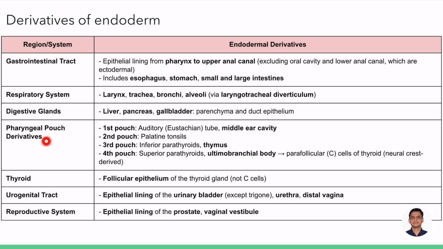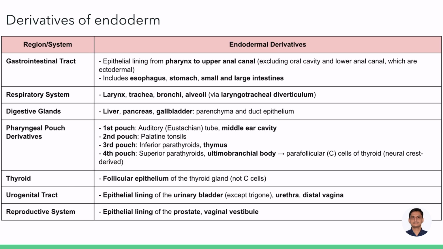In pharyngeal pouches, it lines the first pouch, which forms the eustachian tube and middle ear cavity. It also lines the second pouch, which forms the palatine tonsil. It also lines the third pouch, which forms the inferior parathyroids and thymus. It also lines the fourth pouch, which forms the superior parathyroids and ultimobranchial body.